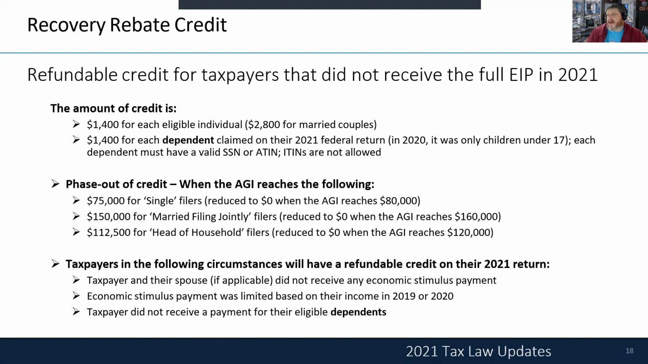Recovery rebate credit. I know some of you guys are new, so I'll explain as best I can. The stimulus payments that the government sent out in 2020, we had to reconcile those on the tax return. You had to put in how much they received, if they didn't receive it, things of that nature. Okay. The same thing is going to apply for 2021, right?